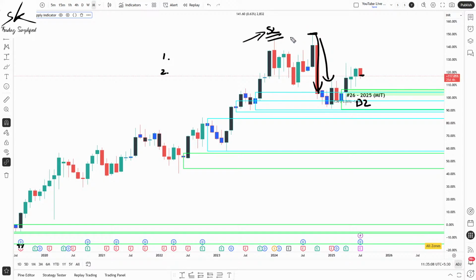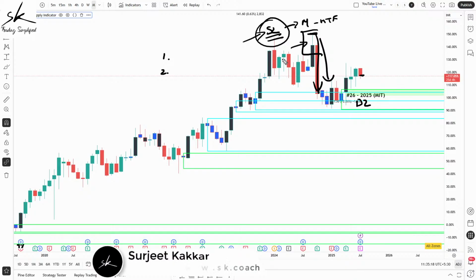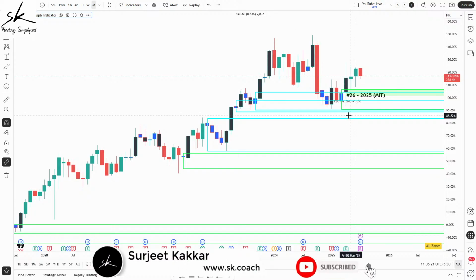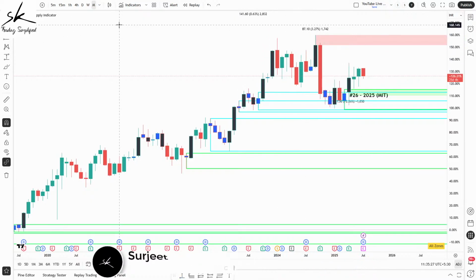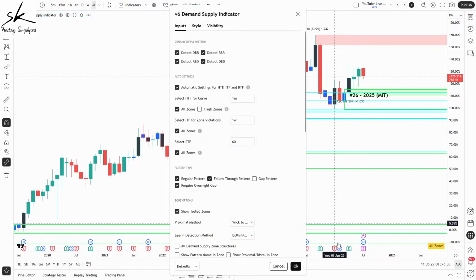The only problem is that that supply is not visible on the monthly time frame, which is my higher time frame. But if I start going to some smaller time frames, I'm pretty sure that somewhere around here, I might be able to see a structure of supply. So just as a random example, I'm just marking this wick, right?